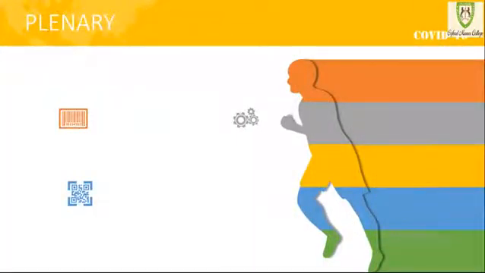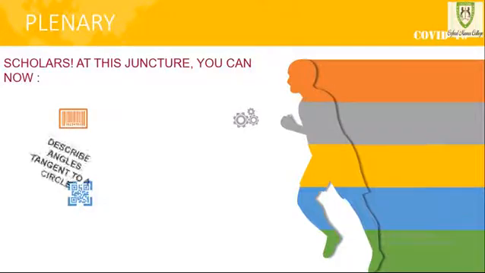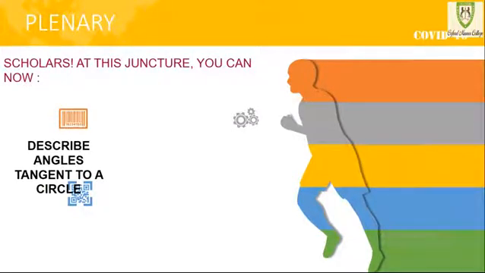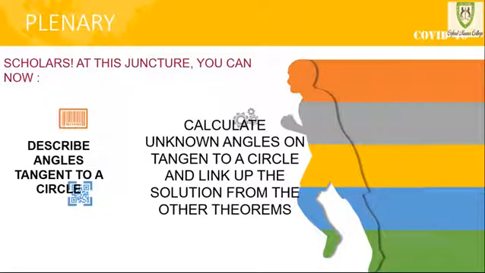We've come to the end of the lesson. If you have any question, go through the YouTube video over and over again. Take your text material and go through the topic from your textbook. If you have any question to ask, deem it fit to post it on the Edmodo platform. Then I will make clarification on the question. So at the end of this lesson, you should be able to describe angles, tangents to a circle, and calculate unknown angles on tangent to a circle, and link up the solution from the other theorems you have learned.